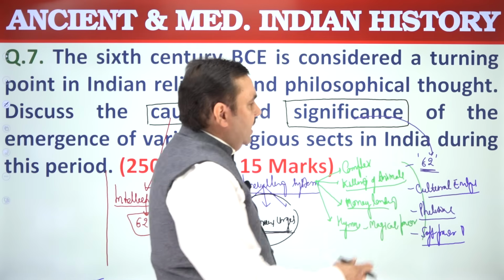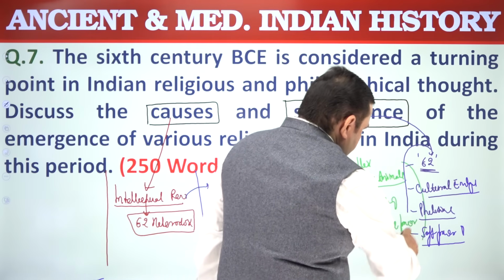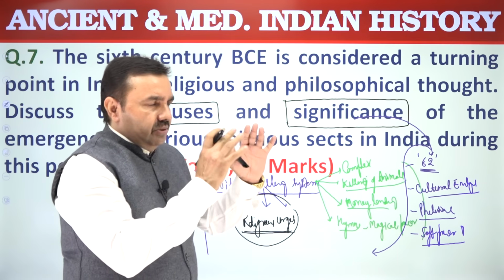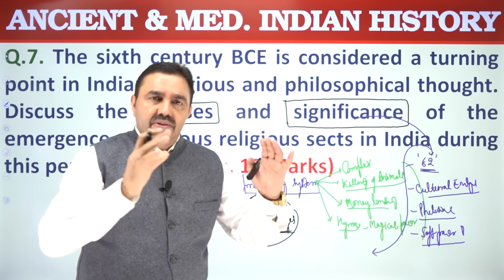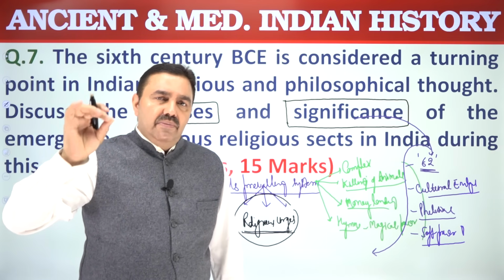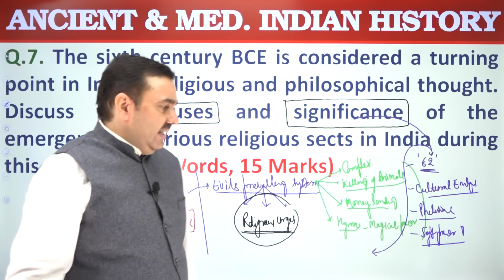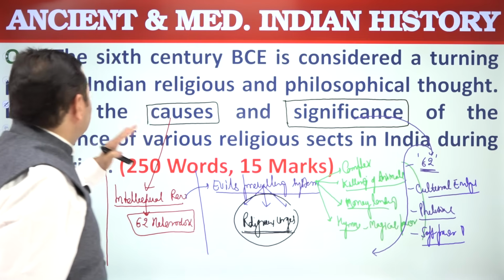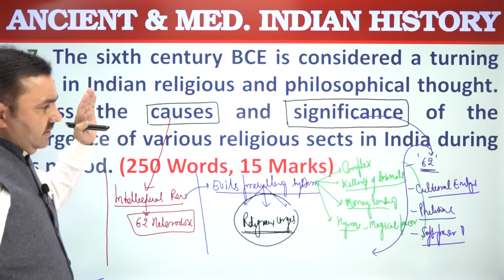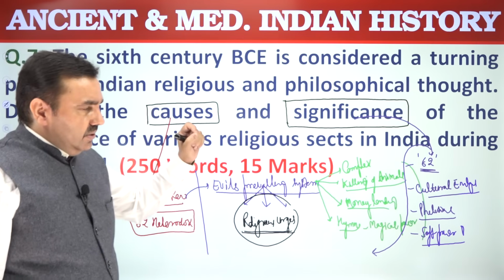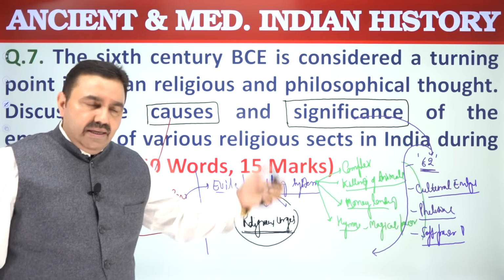These heterodox sects or these viewpoints represented the need of the people. They contributed to the advancement of agriculture, industries, and trade. So they also contributed to the overall advancement of the Indian economy in that age. So all these dimensions of significance you have to write in your answer. Cover every dimension so that you do not miss out anything.